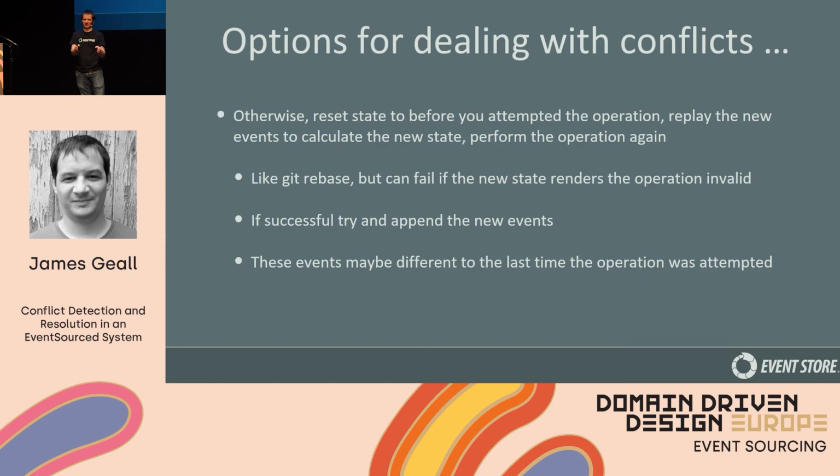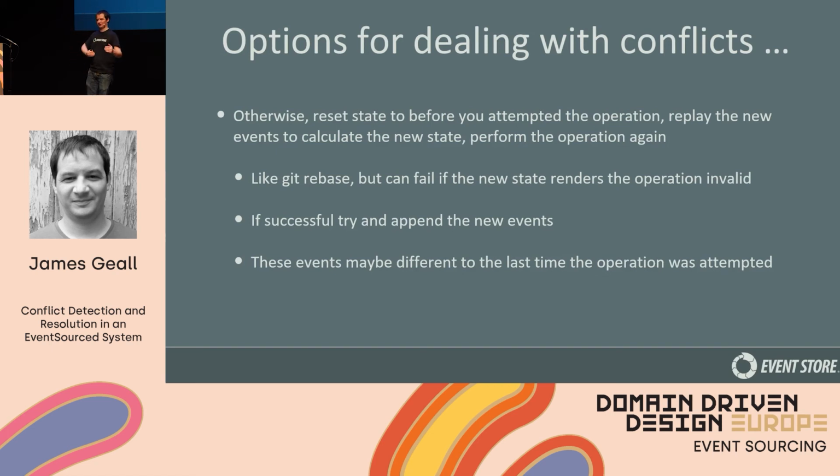The way you find out the conflicts is you then read forward from where you thought the state was. That will give you all the events. It is your job as an application developer to figure out which of your events conflict and which of them don't. Now, that is code that you will have to write. But that is code that you end up having to write in any system.